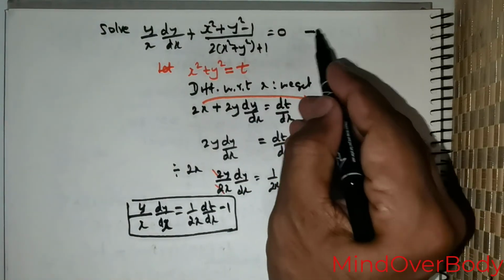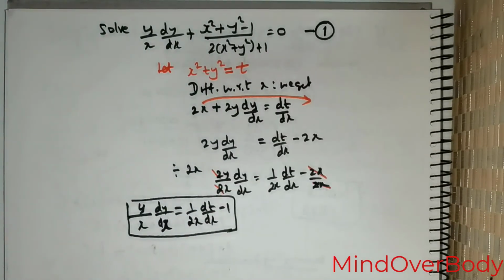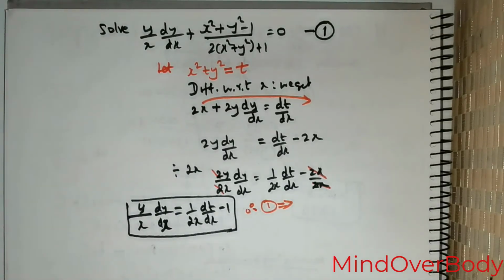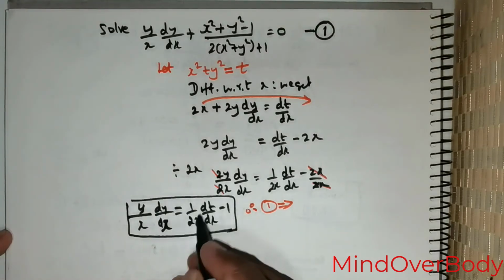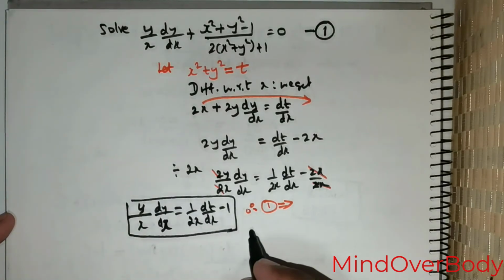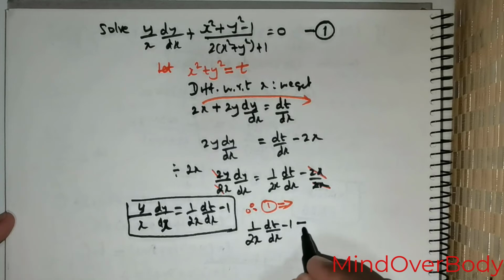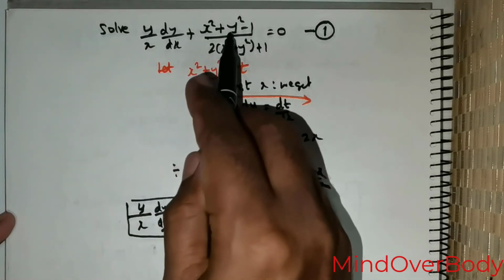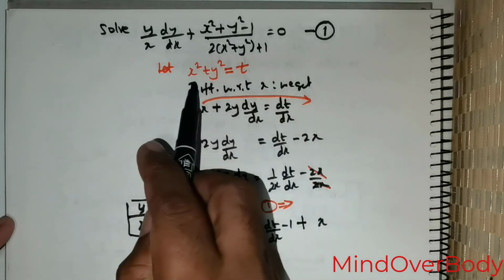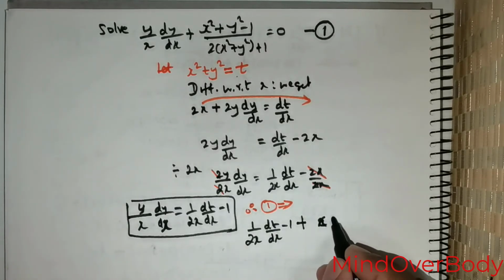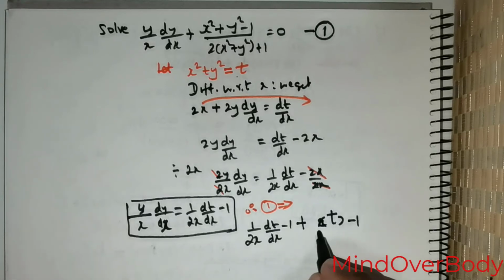for our question. So if I were to take this as 1, I can clearly say that therefore 1 can now be rewritten as, in place of y/x dy/dx, I'm going to replace it with this. So that's going to be 1/(2x) dt/dx − 1 + x² + y². Now we have taken the substitution that x² + y² is equal to t. So I'm going to place t there. So this is going to be (t − 1) divided by (2t + 1) is equal to 0.